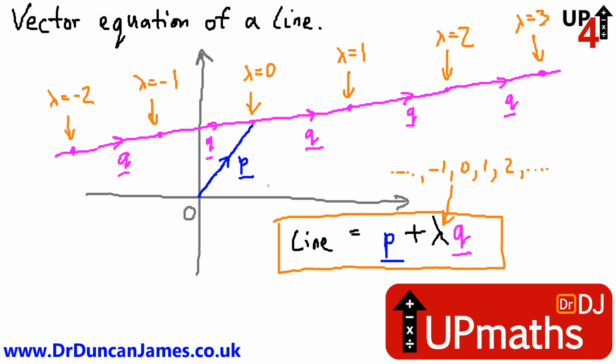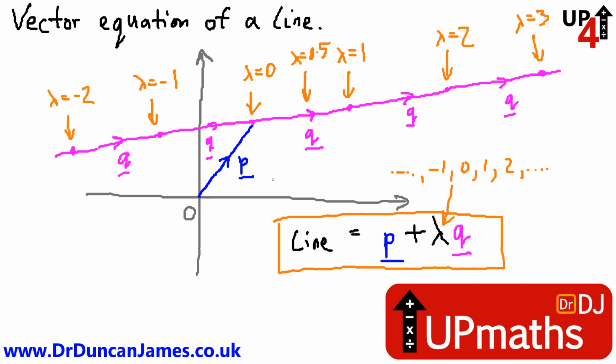You might be thinking, why is the line continuous? Well, for example, this point here would be lambda equals 0.5, and you could have any kind of decimal value. So the idea is you have a starting vector p, which you can see here, which means that the line starts there. And then you add the q's, and the q determines which direction the line goes in.